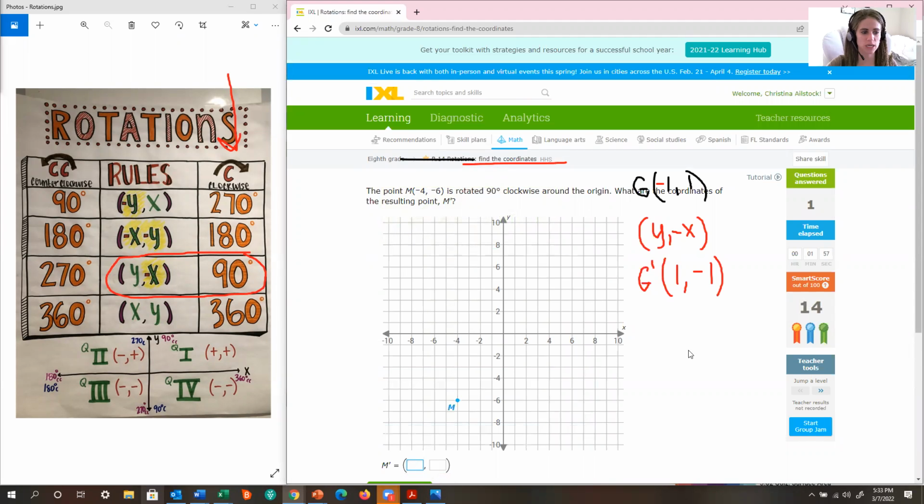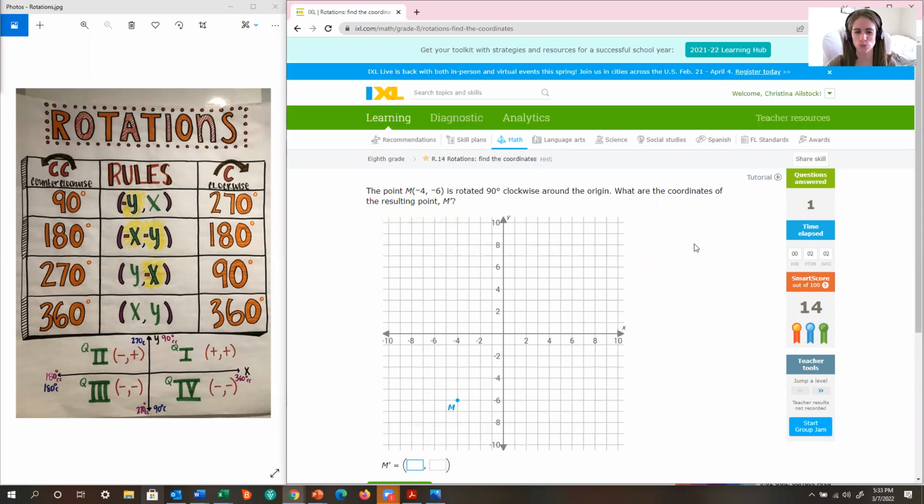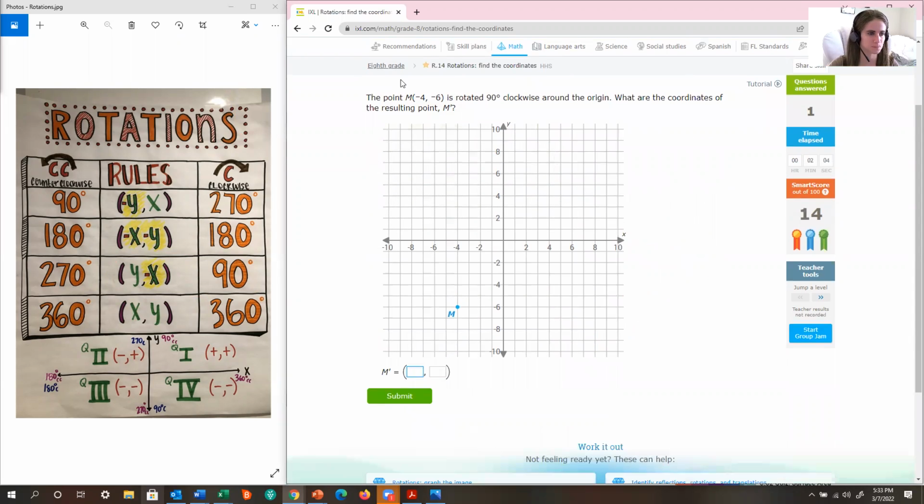All right, let's do this one again. This is the same rule, only the numbers aren't the same. They're not both ones, so it'll be good to get a second example on this. Point M is -4, -6, and it is rotated 90 degrees clockwise around the origin. So remember, look at your chart here, 90 degrees clockwise follows the rule of (y, -x).